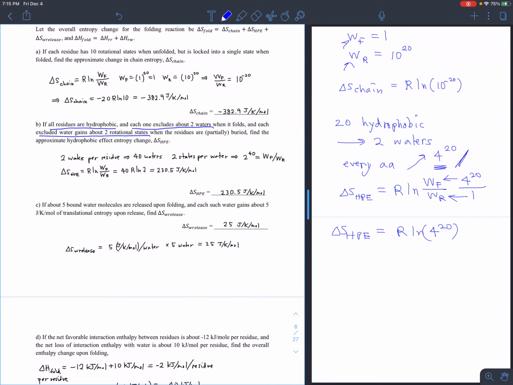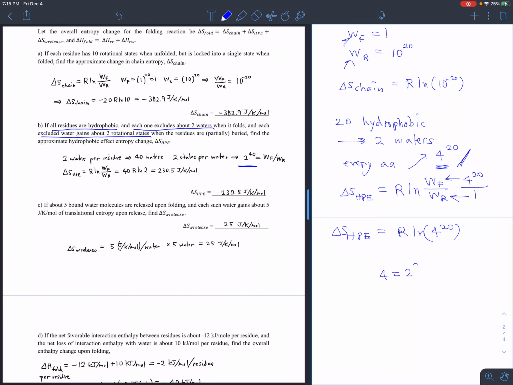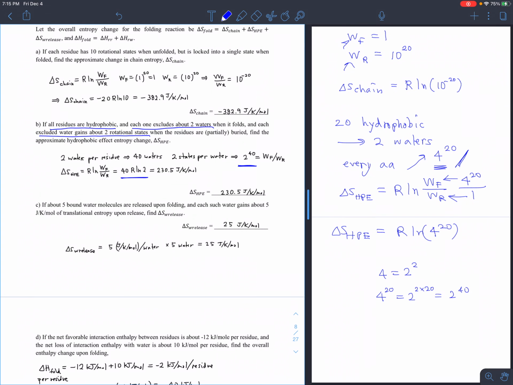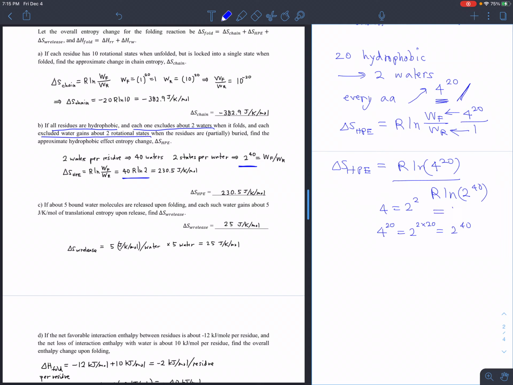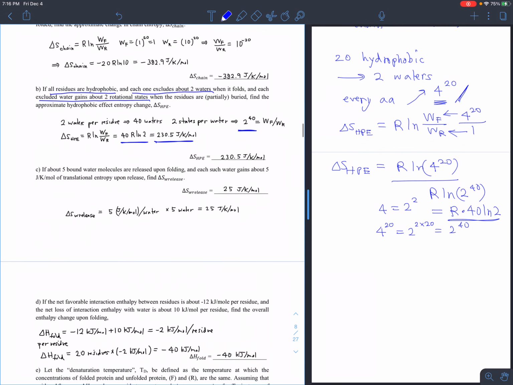Notice I said instead of 4 to the 20th power, I said 2 to the 40th power, but that's the same thing, right? 4 is equal to 2 to the 2, so 4 to the 20th is equal to 2 to the 2 times 20, which is 2 to the 40th. And I also played this trick. I did this above too, but I didn't point it out, that when you take something like R log 4 to the 20th, or R log 2 to the 40th is what I used there, then that's the same thing as R times 40 log 2. That makes the calculation easier, right? You don't have to take anything to the 40th power. So that gives you 230.5 kilojoules per mole.